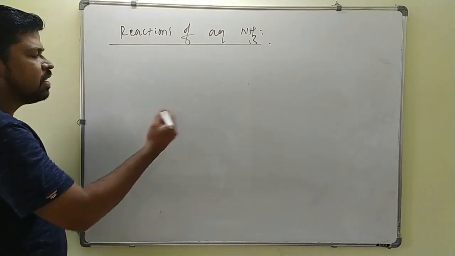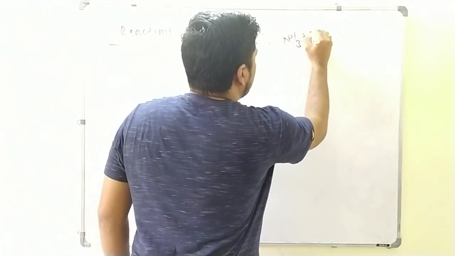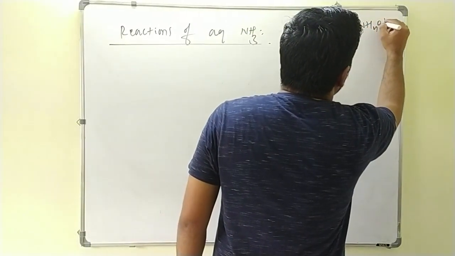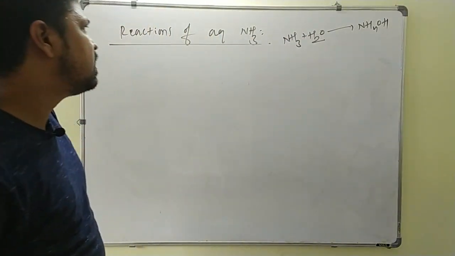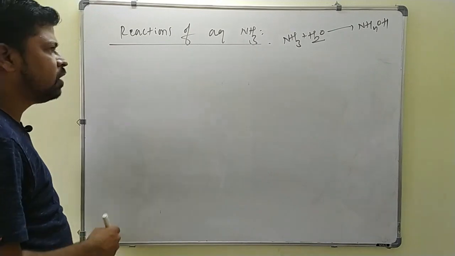Okay, aqueous ammonia is nothing but what? NH4OH. Ammonia plus water gives NH4OH. You have to take that here. So this aqueous ammonia precipitates a metal ion from the aqueous solution of their salt.